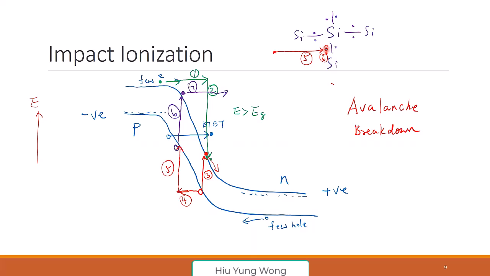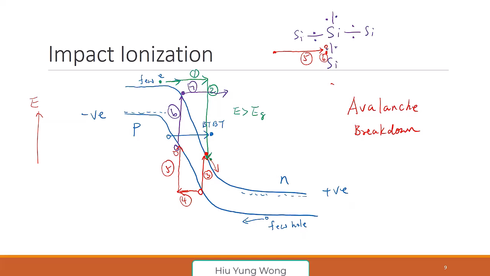So at the end of step number 5, are we left with 2 holes? Oh, yes. Well, at step number 5, the hole becomes a smaller energy, right? So if I should also draw a hole here, you're left with 2 holes, yes.